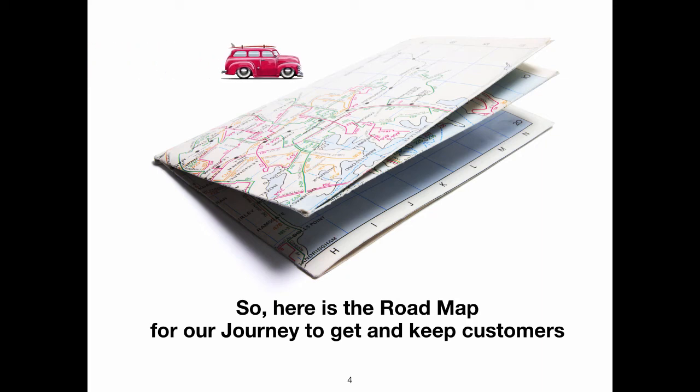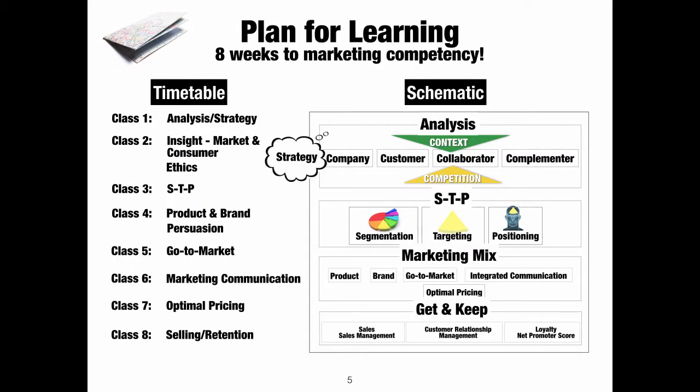So here's the roadmap for our journey to get and keep our customers. First of all, we will begin with this very fancy looking schematic and a timetable. Classes on the left, schematic on the right. Generally, we break it up into four areas: analysis, STP, marketing mix, and get and keep. Let me explain those a little bit more thoroughly.